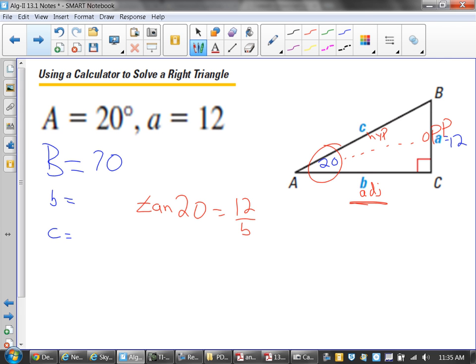Everybody agree it's going to look like that? Okay. Do you remember the trick whenever your variable is in the denominator when you have to solve this? You just flip. Again, at this part, when your unknown is in the denominator, all you have to do is flip and replace it. B is 12 over the tangent of 20.